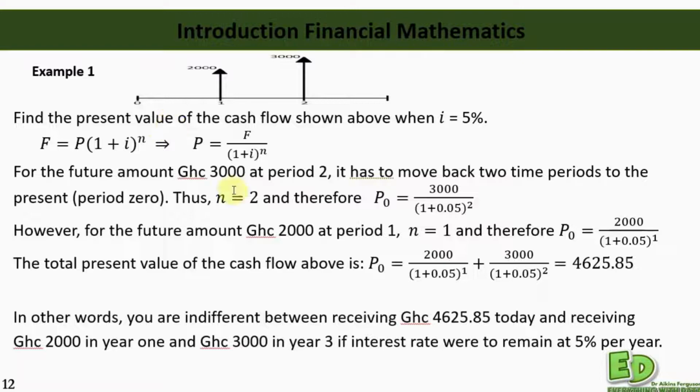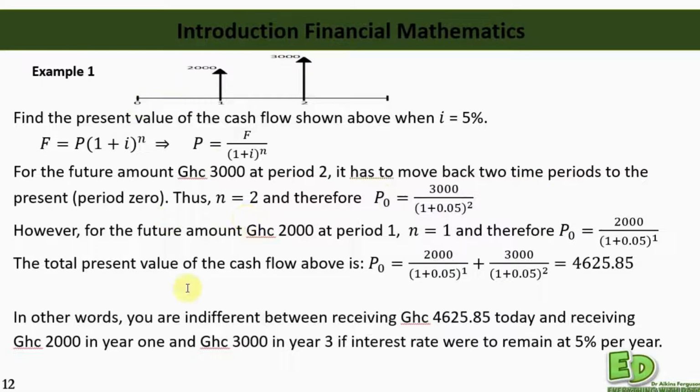So n is 2. So we see that the present value of the 3000 at period 0 is 3000 over 1 plus the rate, which is 0.05, raised to the power 2. N is 2 here, or how many times do we move to period 0? 1, 2. Okay, so we have the future amount, right? And then we can find that of the 2000 as well.